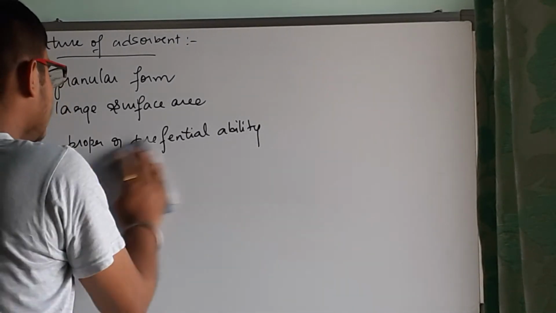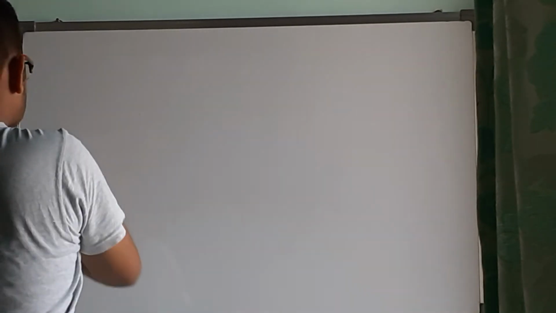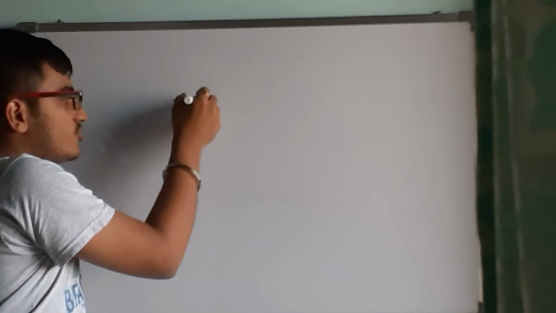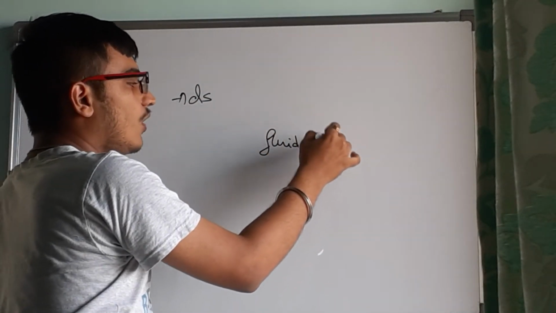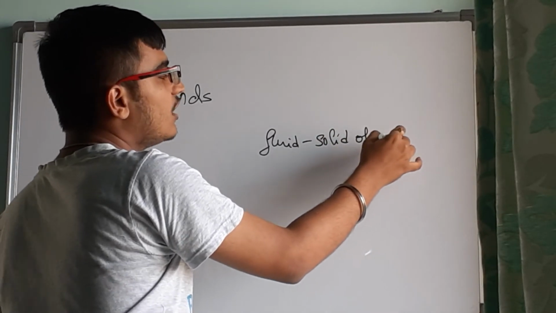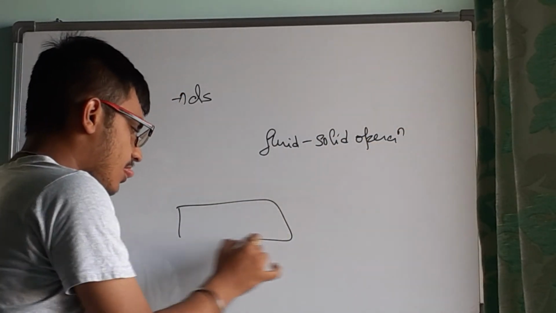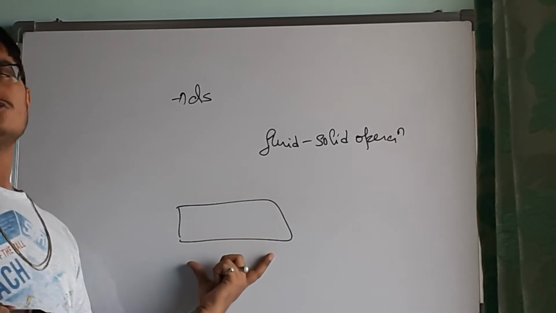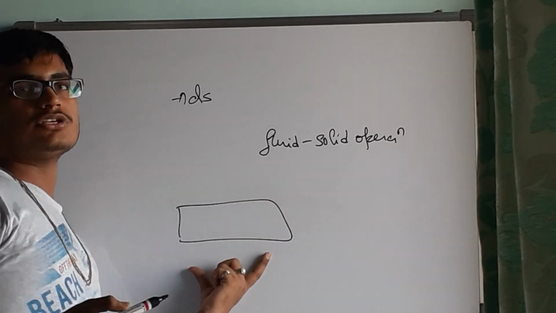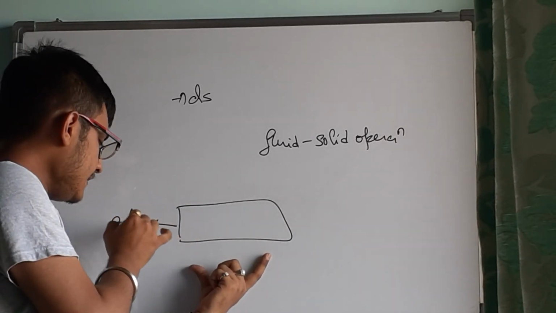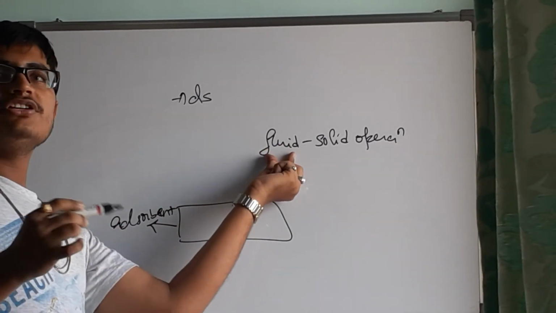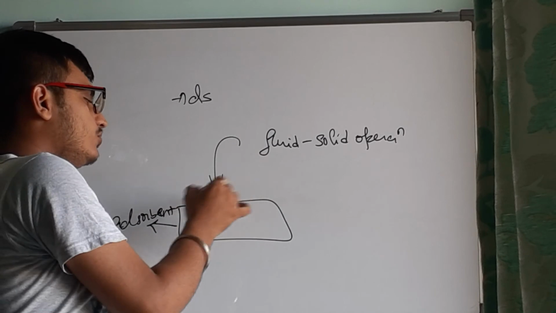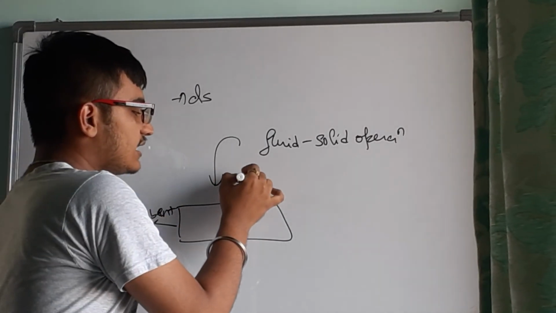So this was the introduction of adsorption. Once again I just introduced everything regarding adsorption. Adsorption is basically a fluid-solid operation, where the solid material used for the process is known as the adsorbent, and the solute from the fluid that gets settled onto this adsorbent is known as the adsorbate.